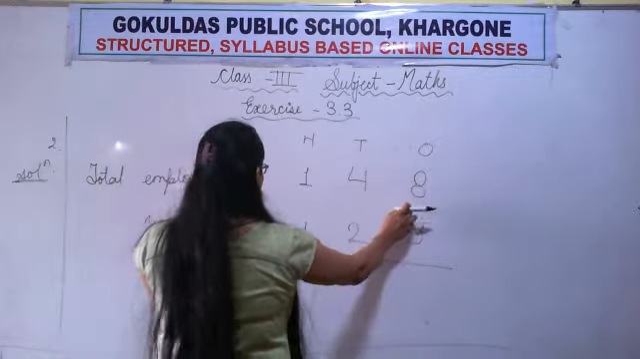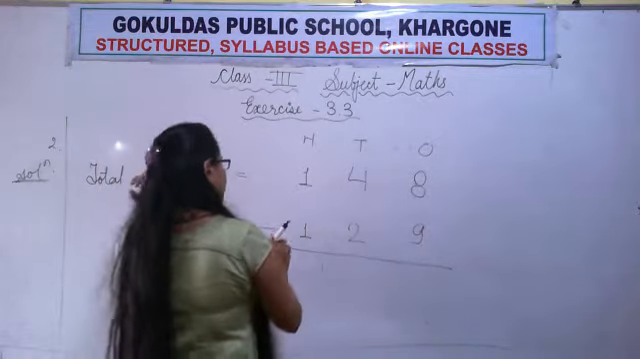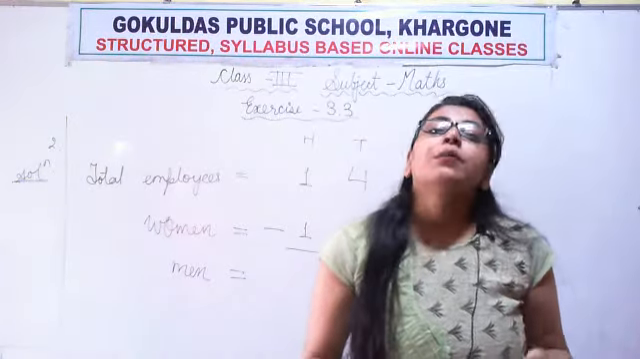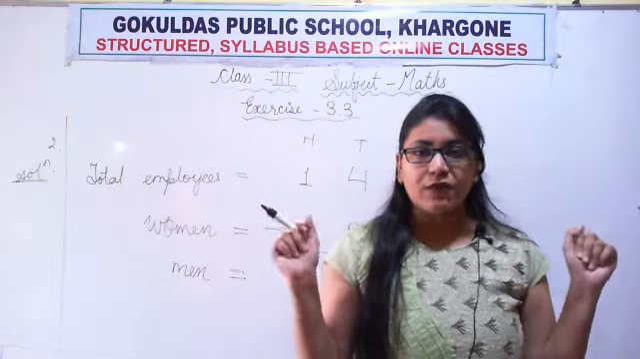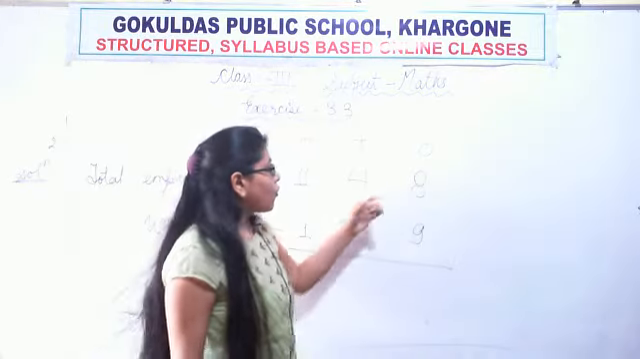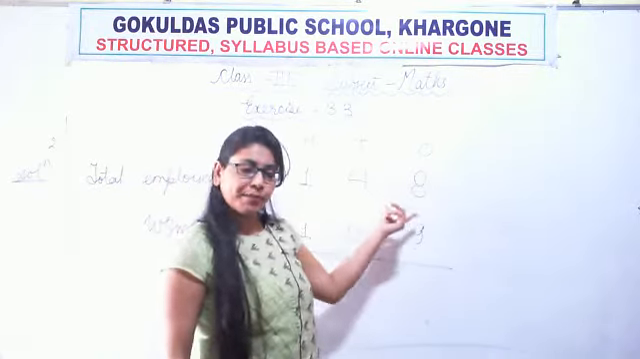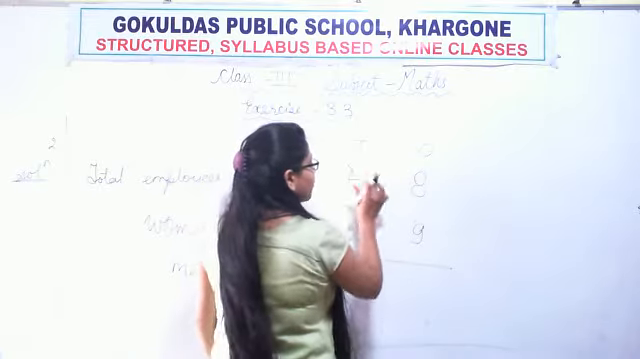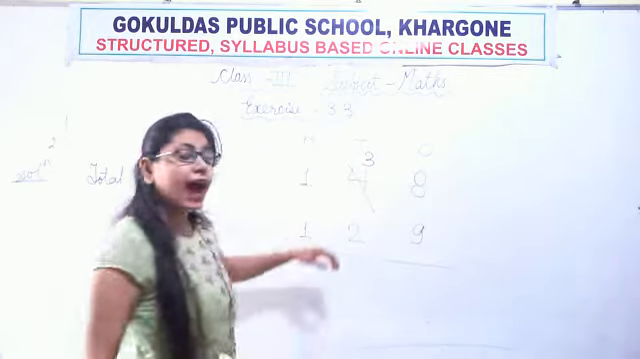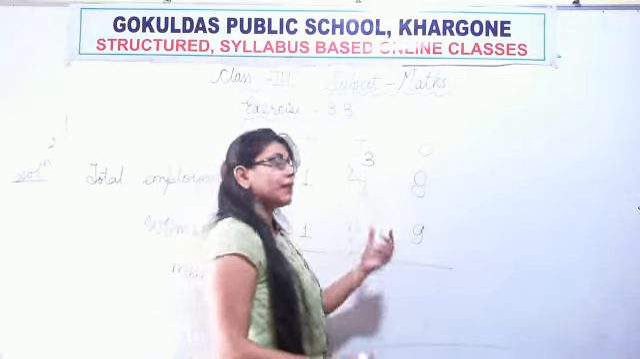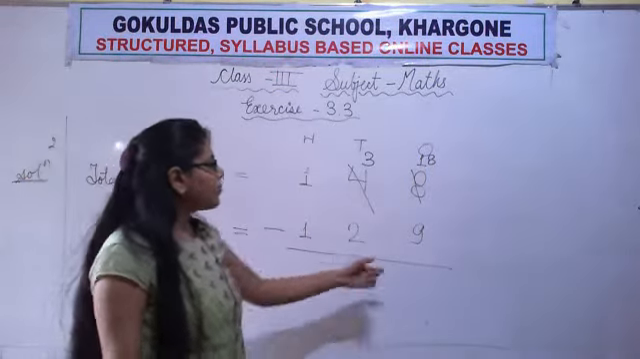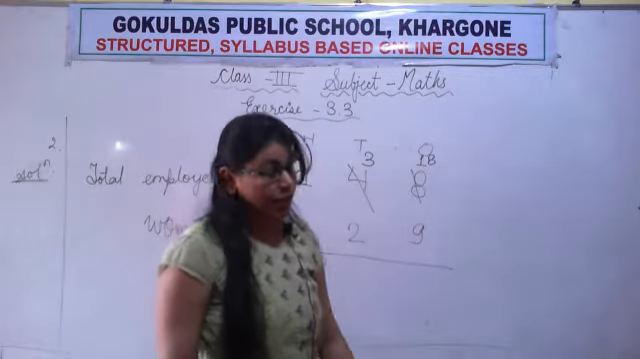So starting from ones, 8 minus 9. Now can we remove 9 from 8? Yes or no? No. Why? Because 9 is the bigger number and we always subtract the smaller number from the bigger number. So now this ones will borrow a 10 from the tens place. So after giving 10 to this ones place, this 4 will become 3. And after taking 10 from the tens place, this 8 will become 18. Okay, so now can we remove 9 from 18? Yes, now we can remove.